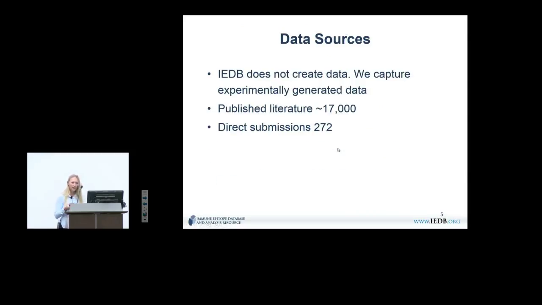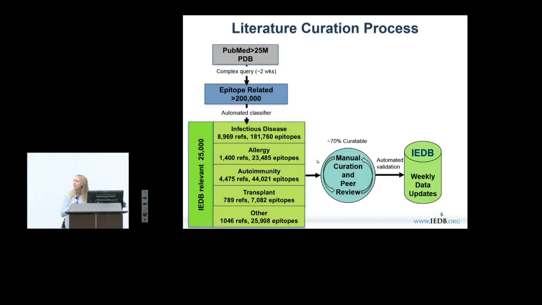So we do not create the data. We get the experimentally generated data from the public, most of it the published literature, and some of it from the submissions, as Bjorn mentioned. So the literature curation process, we began with PubMed. We do a complex query of PubMed every 2 weeks, searching for new epitope-related literature. And as we said, we've curated the majority of this. I've been told we have more than 99% of the epitope data in the database now.